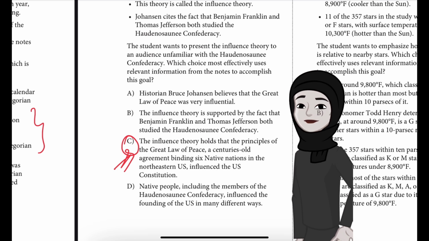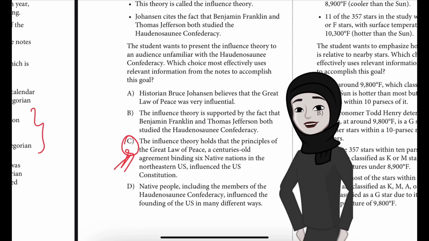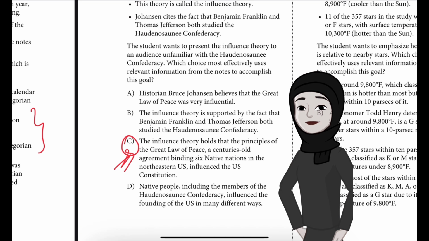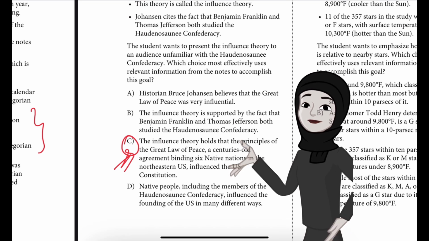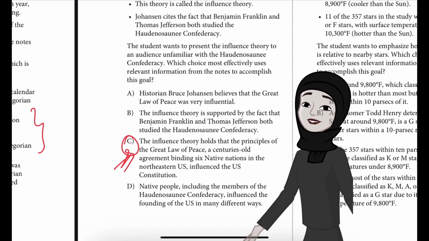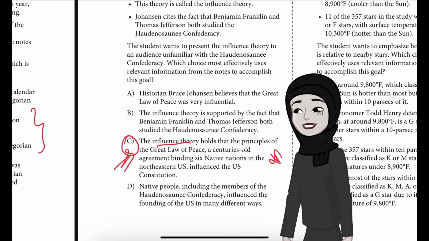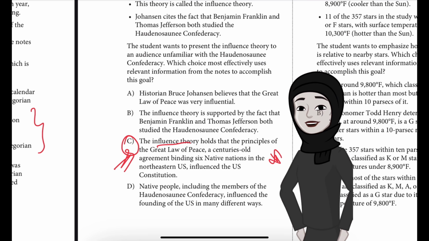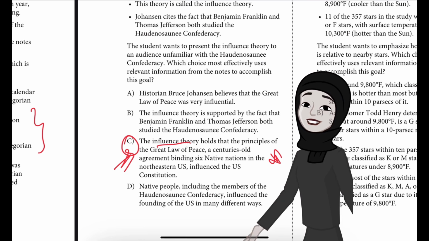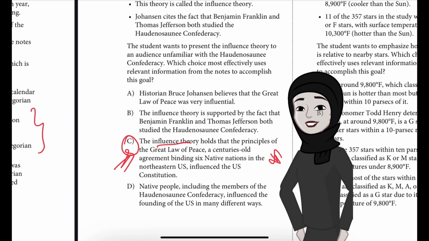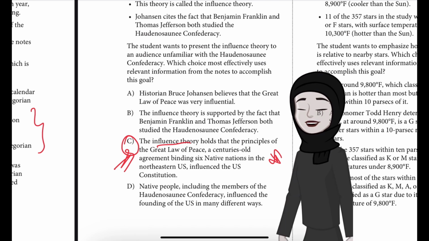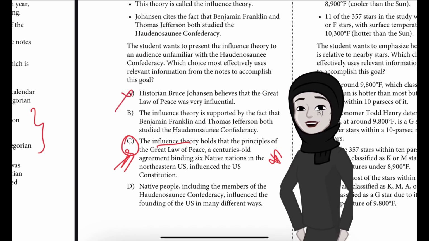The sentence effectively presents the influence theory to an audience unfamiliar with the Haudenosaunee Confederacy. So, even if you do not know what the Haudenosaunee Confederacy is, you will be able to understand the influence theory, explaining the theory's position that the Great Law of Peace influenced the US Constitution while avoiding mention of the Haudenosaunee Confederacy itself. And then A is incorrect.